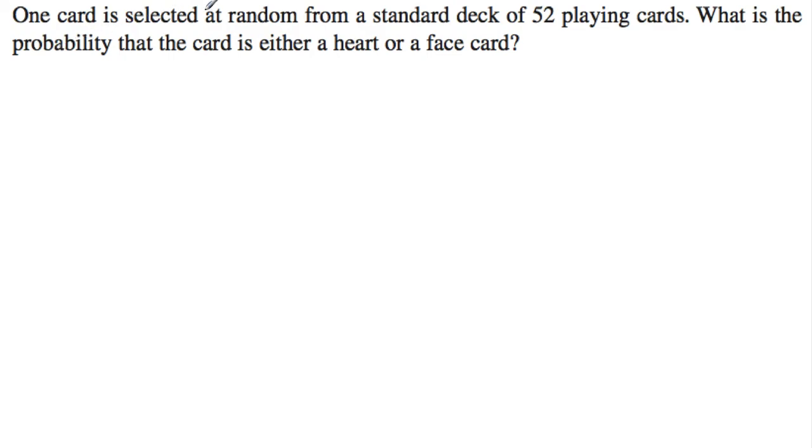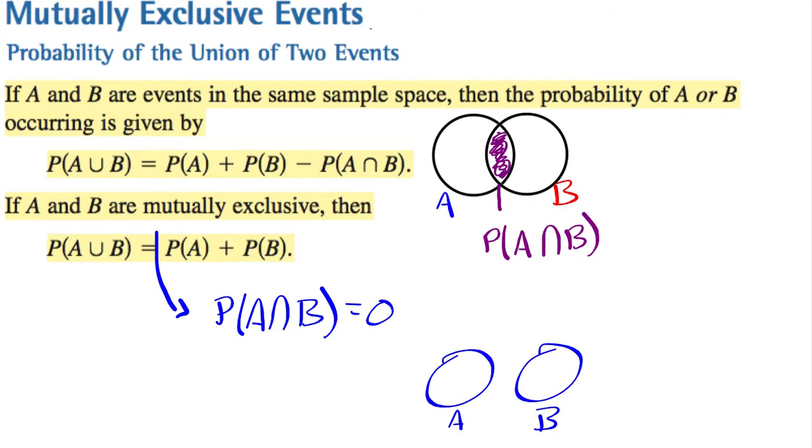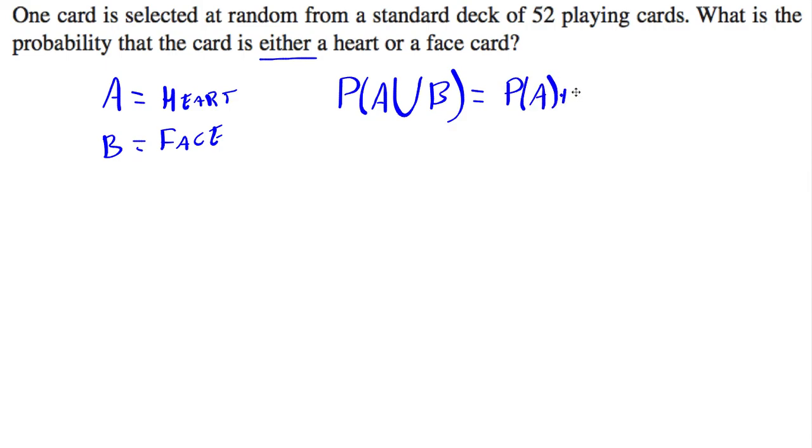All right, so here we go. One card is selected at random from a standard deck of 52 playing cards. What is the probability that the card is either a heart or a face card? So event A, I'm going to define as a heart. Event B is a face card. So either means probability of A or B. It's A union B. Well, from the last slide, we can see that that's the probability of A plus the probability of B, minus their intersection, so the probability that both happen.